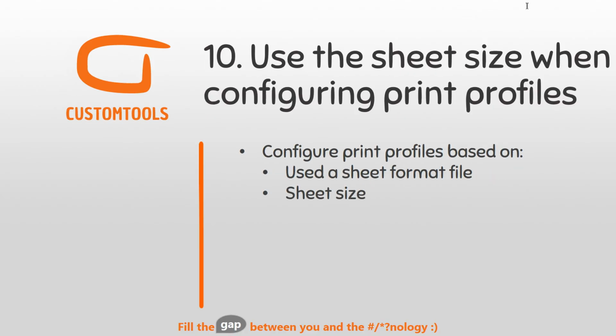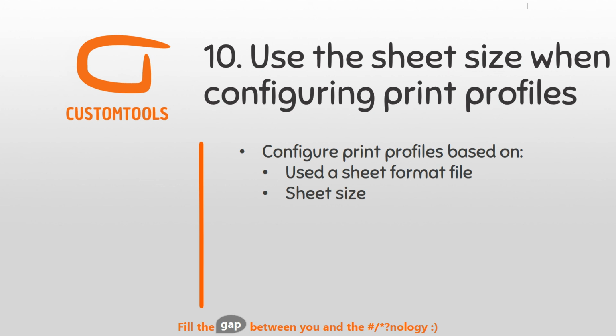The last one is to use the sheet size when configuring a print profile. There are two different approaches to configure a print profile. The print profile settings can be defined based on the sheet format. Then you have to configure each of them, and there is also an easy approach, which is to use the print profile based on the sheet size. From here you can define that if you have some A4, you just want to print them to that printer. So it's much easier to use the sheet size instead of the sheet format.